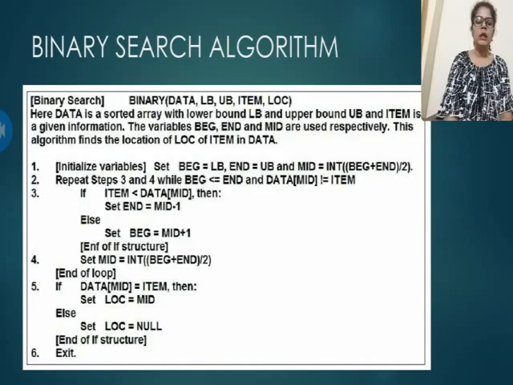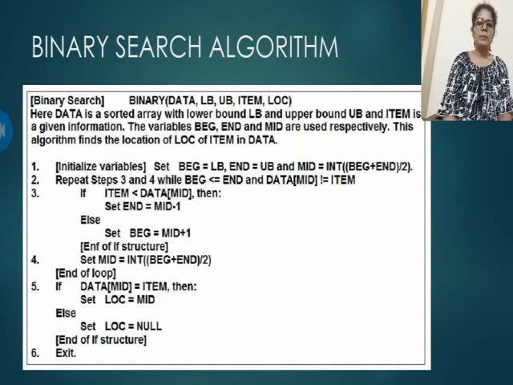So we set beginning is equal to lower bound, end is equal to upper bound, and mid is equal to beginning plus end divided by 2. We have taken an integer value, so that's why it is written int.